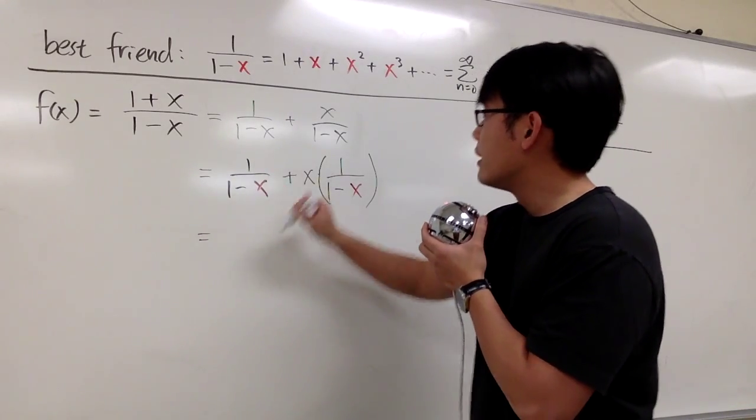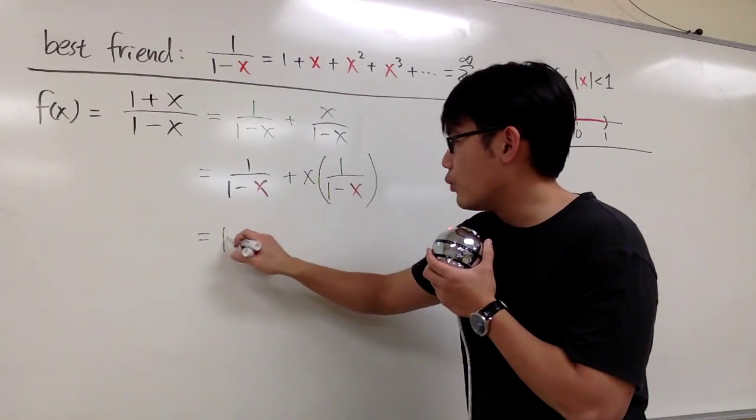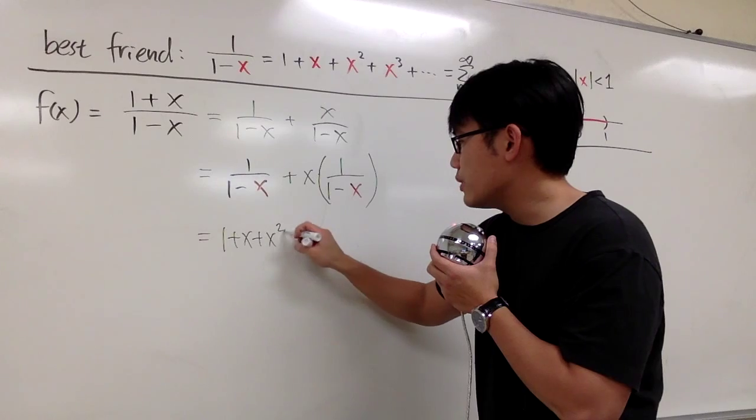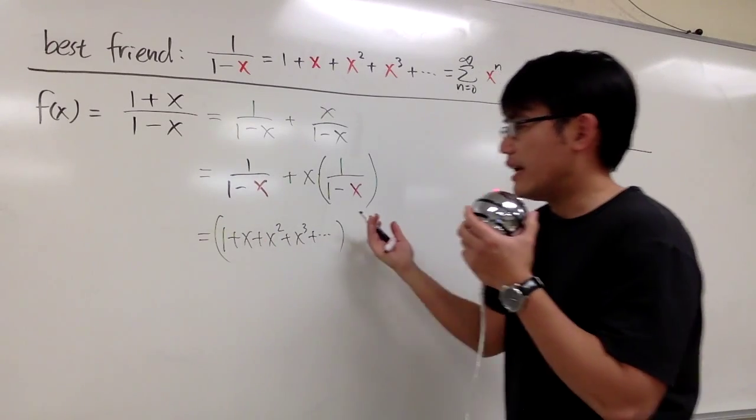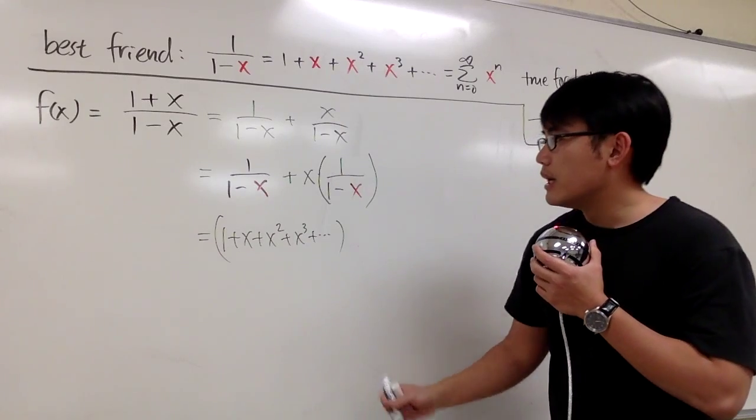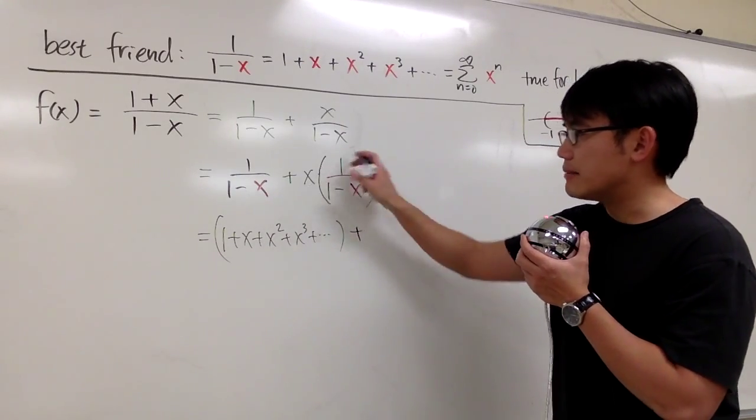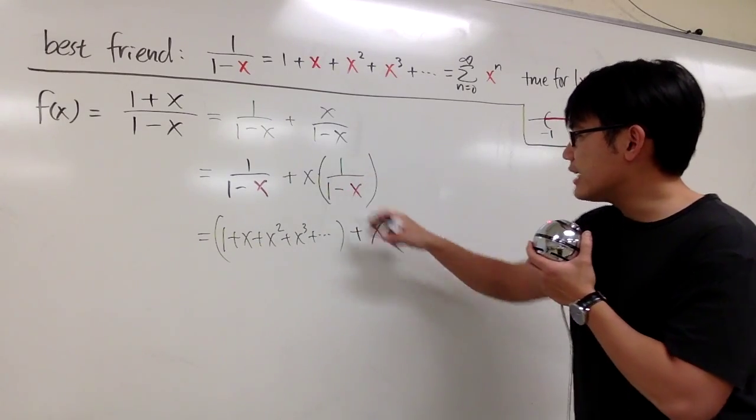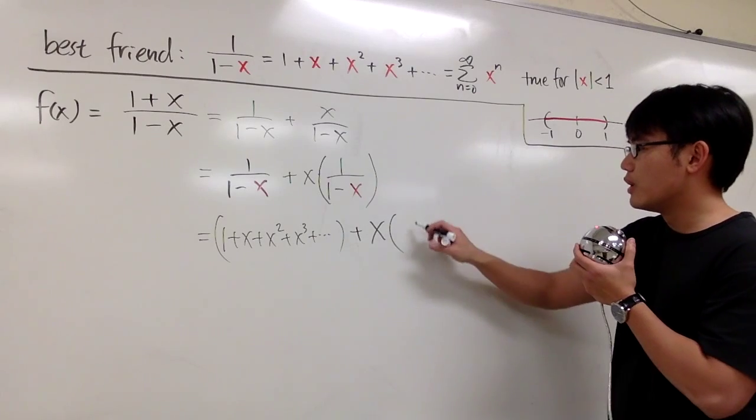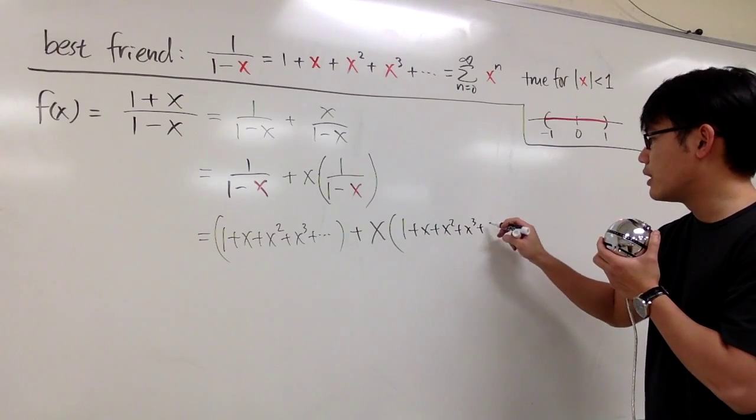For the first one, it's just 1 plus x squared and so on. So let me write this down: 1 plus x squared plus x to the third power plus so on forever. I don't need to change anything, right? And then plus the second term, we have x times this. The x is outside, so we can just put on the x, and then the inside is just going to be the same thing: 1 plus x squared plus x to the third power and so on.